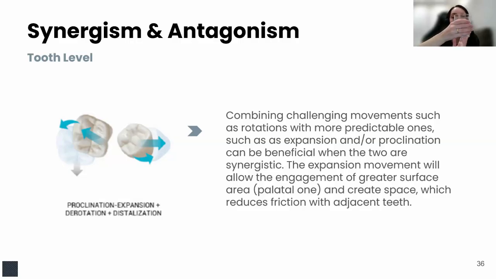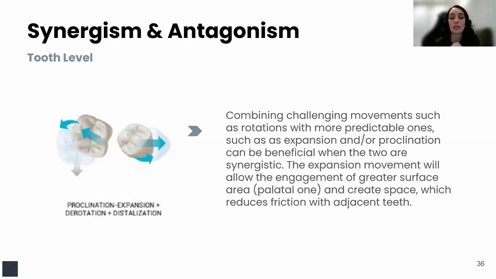However, imagine that I am expanding and rotating the tooth at the same time. First of all, I will be having more surface area in contact with the aligner because of the expansion. I will simply be trying to move the tooth in a different dimension. So it's just going to be grabbing more of the surface area and therefore increasing the expression. And at the same time, expansion is a movement that provides me with space. And this will reduce friction with adjacent teeth.